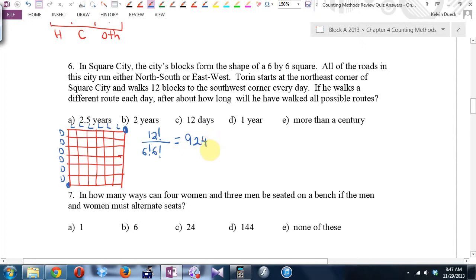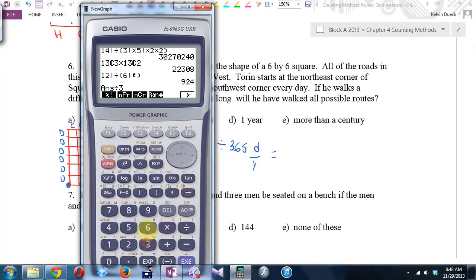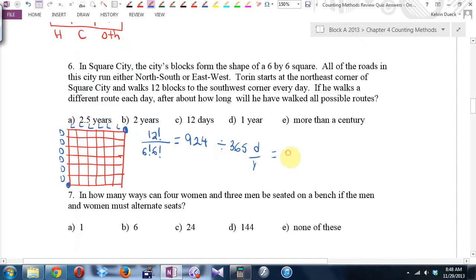Mr. Dueck, I don't see that as an answer. Well, that's not what it said. Then it said, okay, if he walks 1 path each day, how long? I looked at my answers and I noticed most of them were in years. So I said, I think I'm going to now divide by 365 days per year. And when I did that, I got 2.53. Around 2.5 years, give or take. Okay.